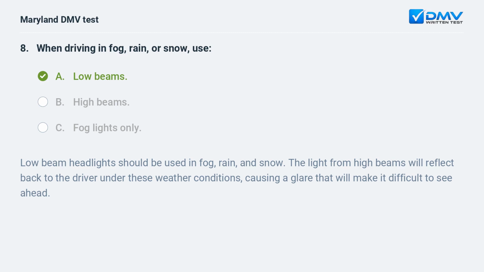A. low beams. Low beam headlights should be used in fog, rain, and snow. The light from high beams will reflect back to the driver under these weather conditions, causing a glare that will make it difficult to see ahead.